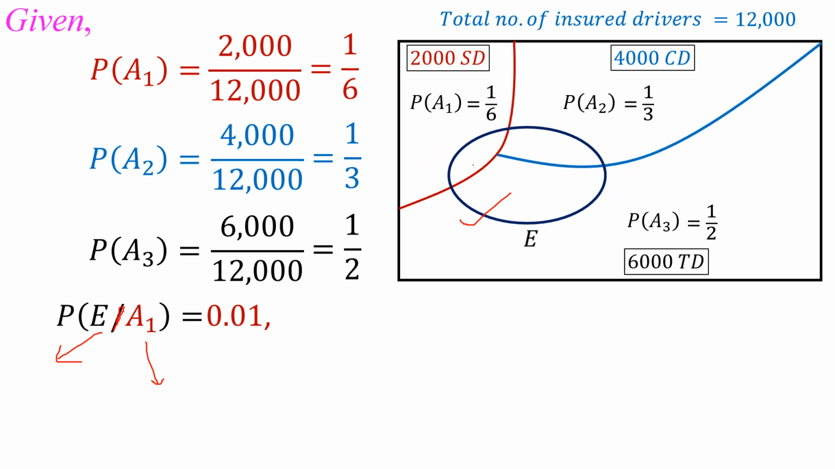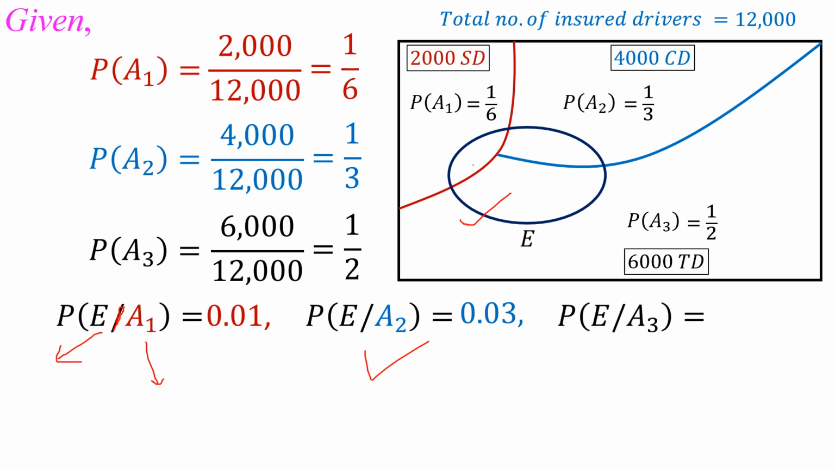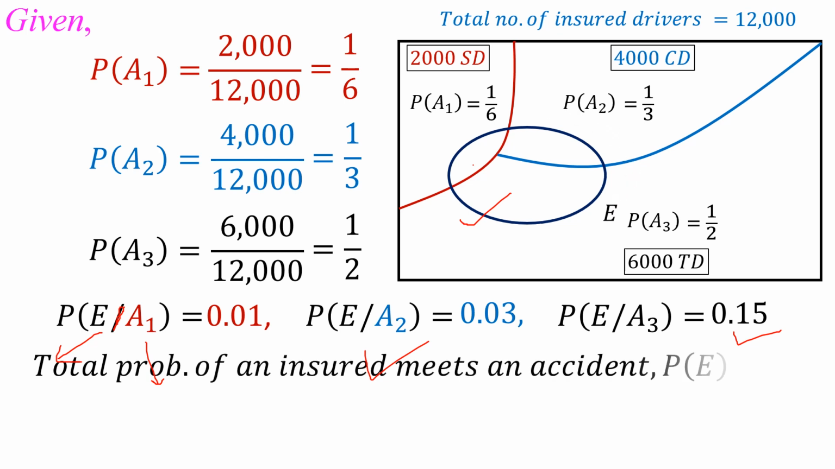So 0.01 is already given in the problem. So similarly, we have given the chance that the accident will be made by what? Made by the car driver, and which is 0.03. And the chance that the accident will be made by the truck driver is 0.15. So now, and then after we are going to write what? Total, we are going to find what? Total probability of an insurance person meets an accident. So that means what is the chance that an accident will be taken place?